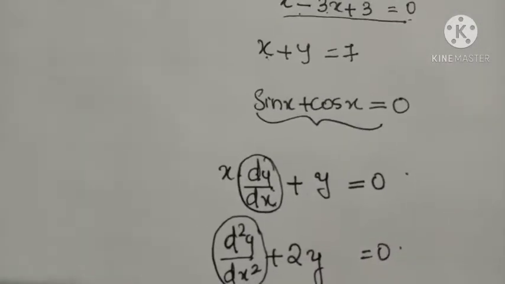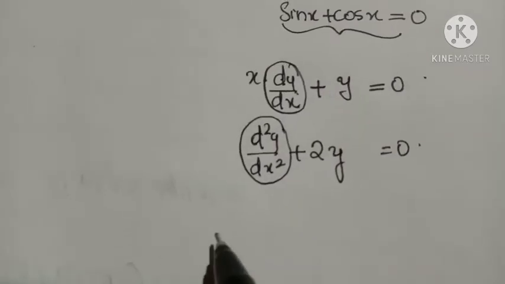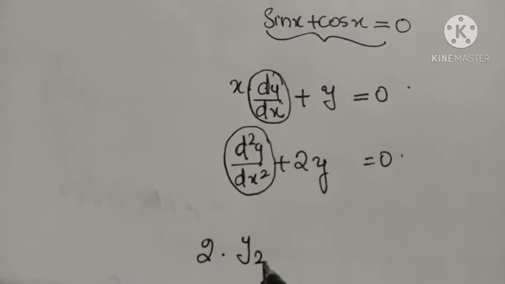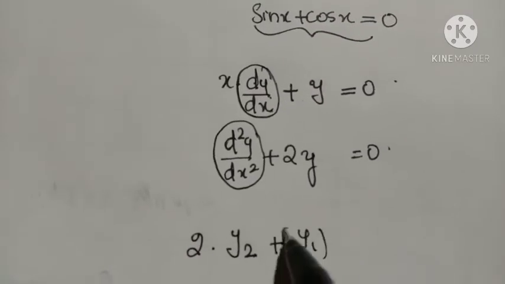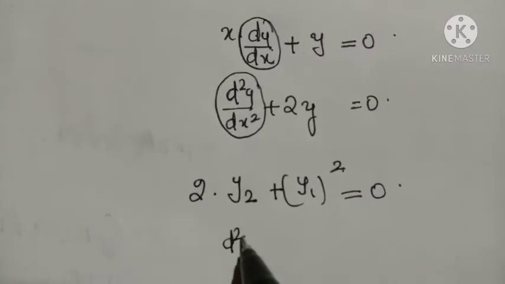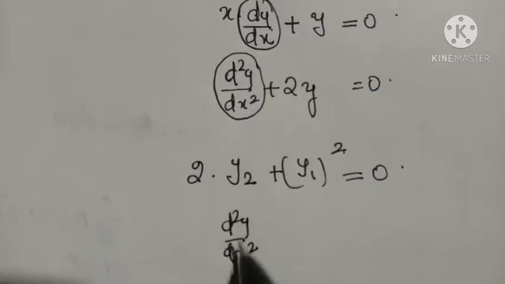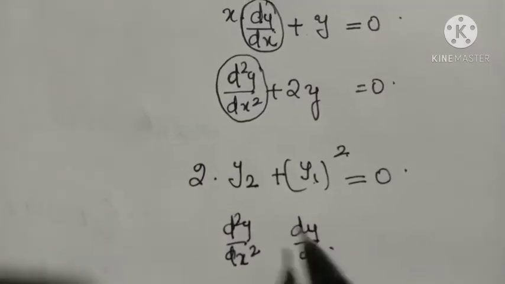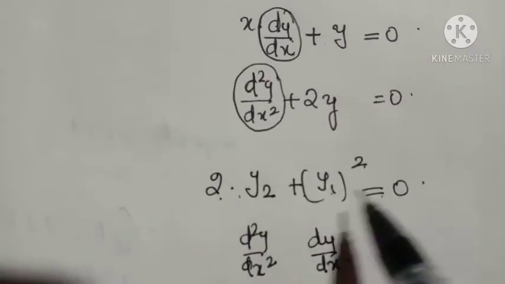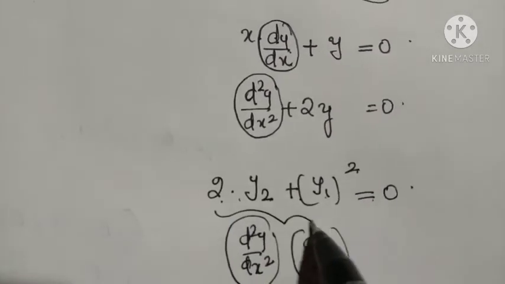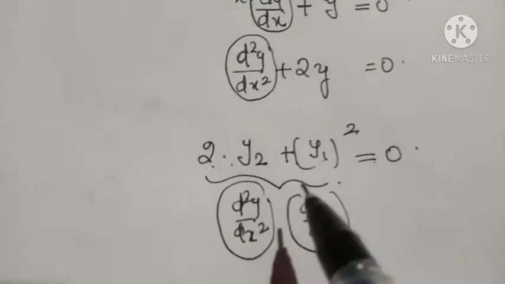Let's see another example. 2 into y2 plus y1 whole square is equal to 0. y2 means second derivative, d square y by dx square, and y1 means first derivative. So this is an equation in derivative form, the ordinary form of a differential equation.